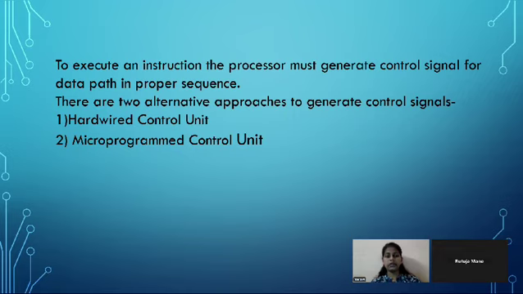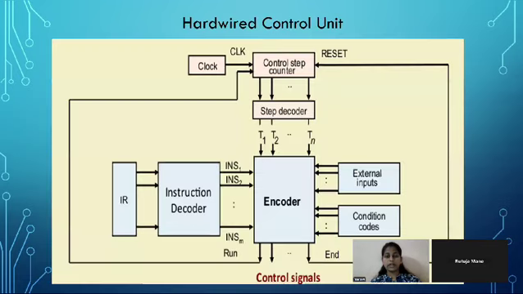There are two alternative approaches to generate control signals. The first one is a hardwired control unit and the second is a microprogram control unit. There is a block diagram of the hardwired control unit. There is a clock, then a control step counter, step decoder, encoder, instruction decoder, and instruction register.